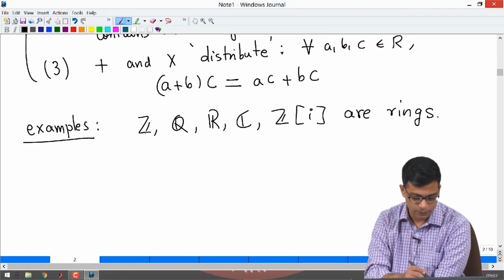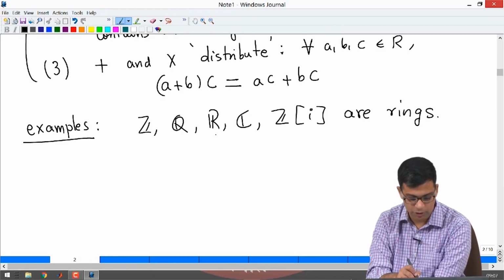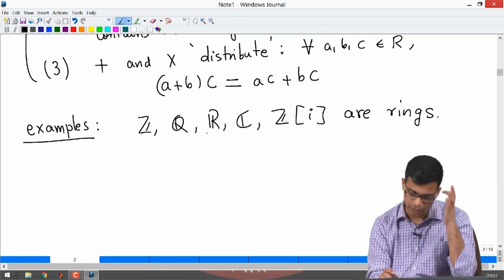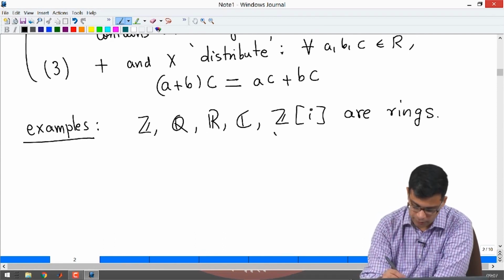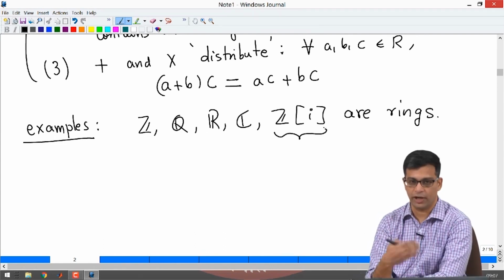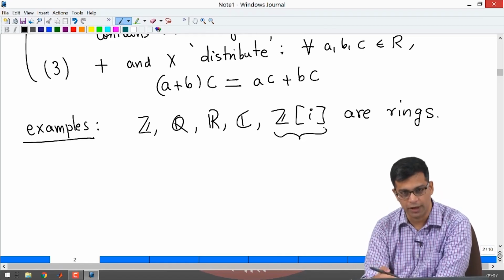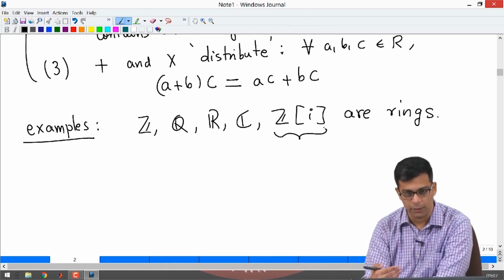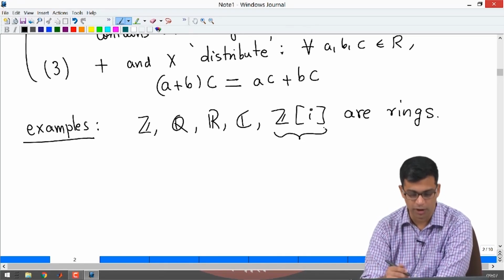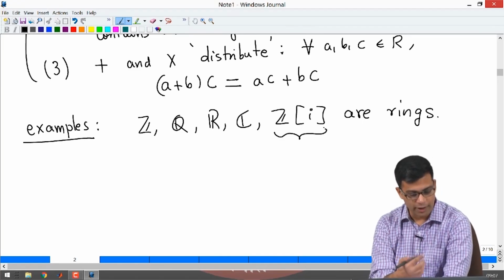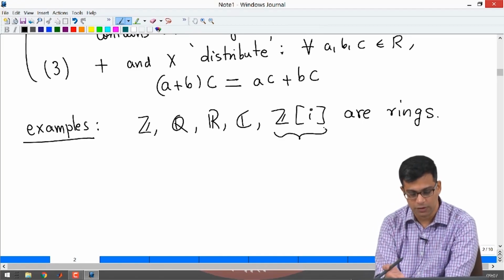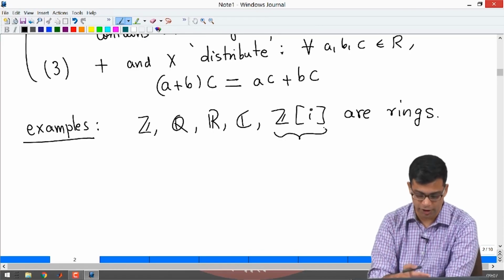For example, you add two integers, you get another integer. You add two rational numbers, you get a rational number. You add two real numbers, you get a real number. You add two elements of Z[i], you get another element of Z[i]. Similarly, you multiply two elements of Z[i], you get another element of Z[i]. Similarly, for Z, Q, R and C. And with addition, these are all abelian groups. I have asserted it, it is not difficult to check that.